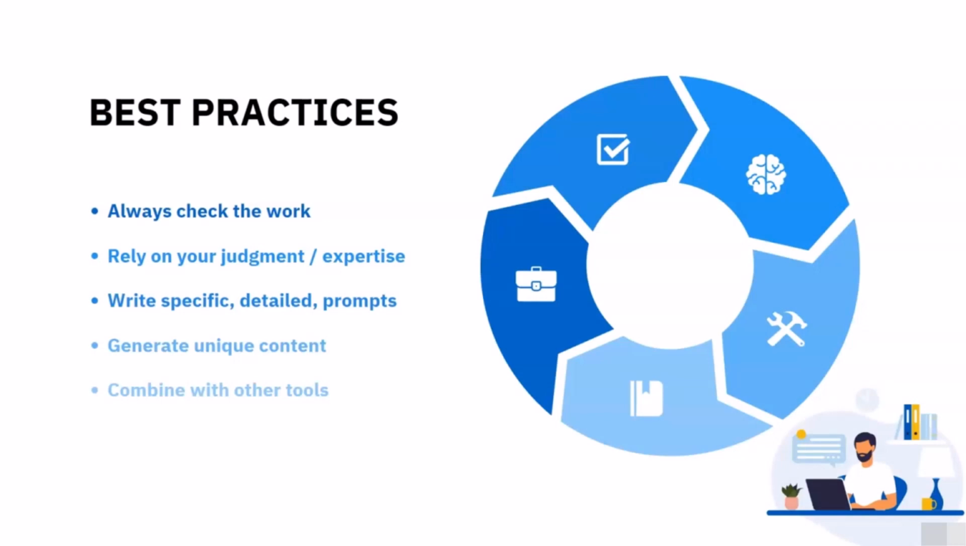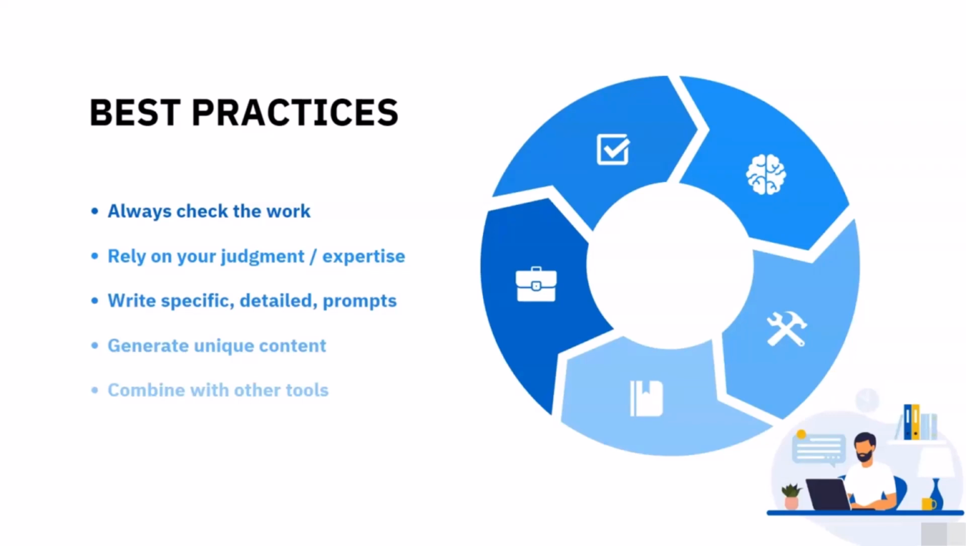So let's check out some of the best practices to follow when you're working with ChatGPT, and especially if you want to use ChatGPT as your main tool for freelancing. So whatever output that you produce with ChatGPT, you always need to check the work. ChatGPT is not perfect. It can make mistakes. It can even make math mistakes. So you always need to check the work and see if the information is correct, because ChatGPT is still learning.